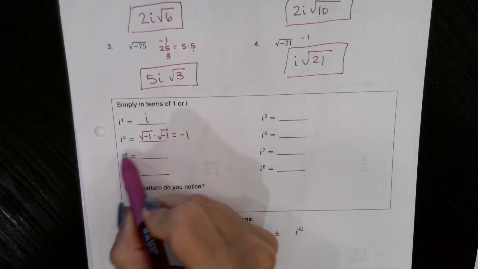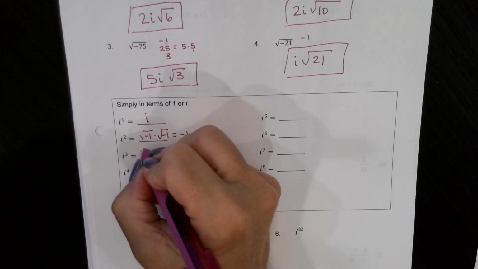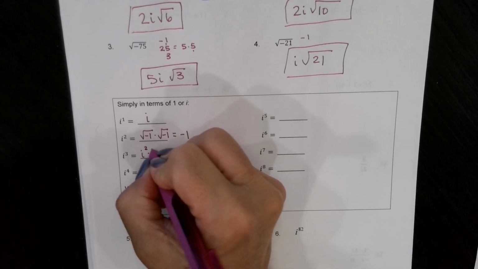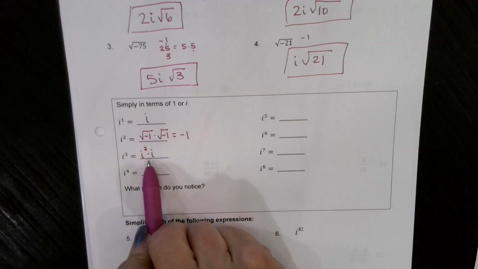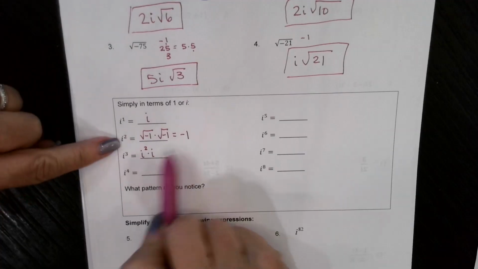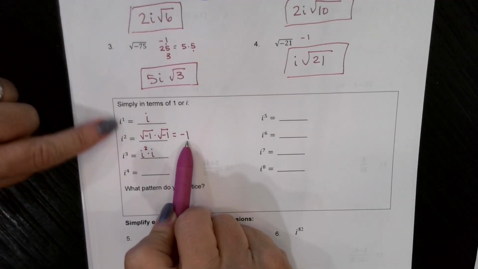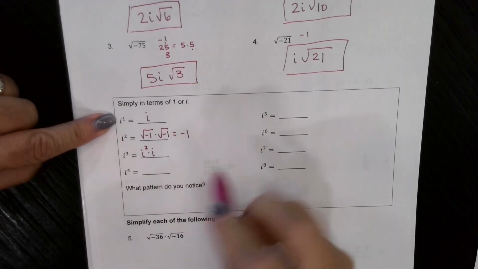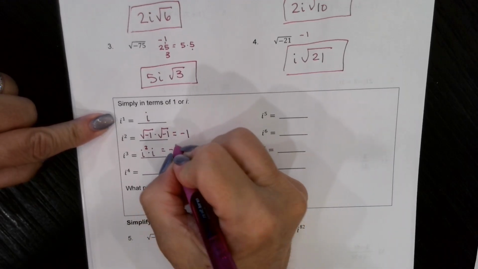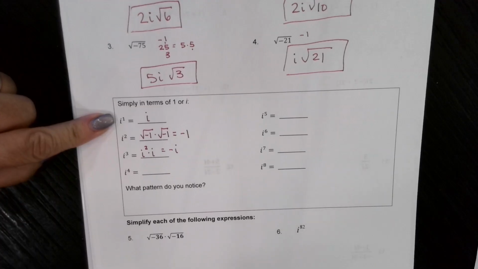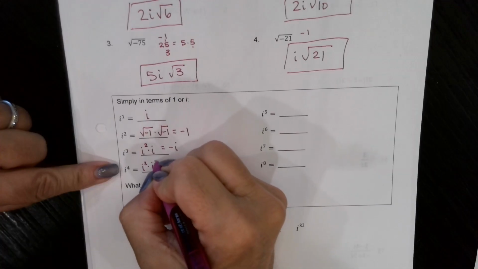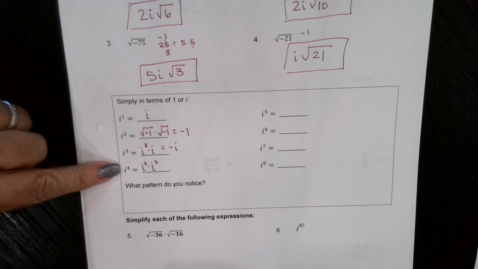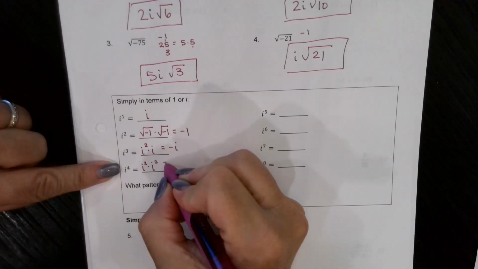Now, with this i cubed, I'm going to break this out a little bit, and I'm going to say I have i squared times i. When we did exponent rules, we know that when we're multiplying, we can add the exponents. Well, i squared is -1, and one i is just i, so this becomes -i. If I have four of these, it's like saying i squared times i squared. So I would have -1 times -1, and -1 times -1 is a +1.